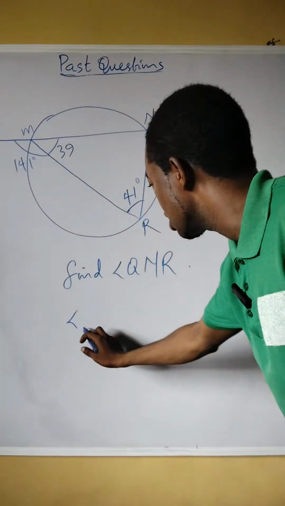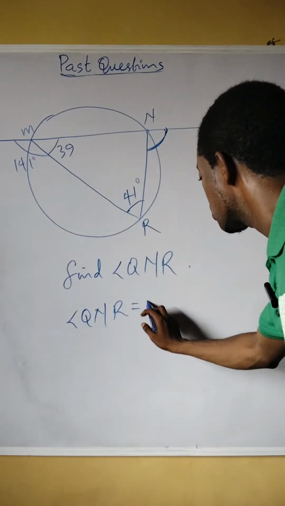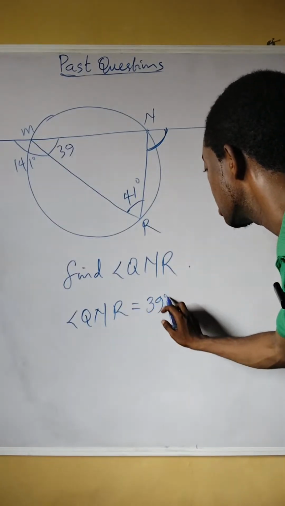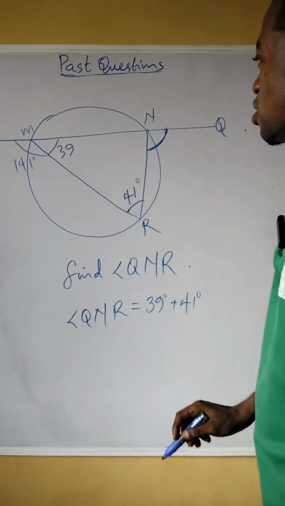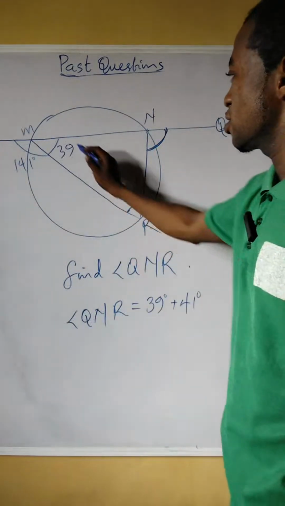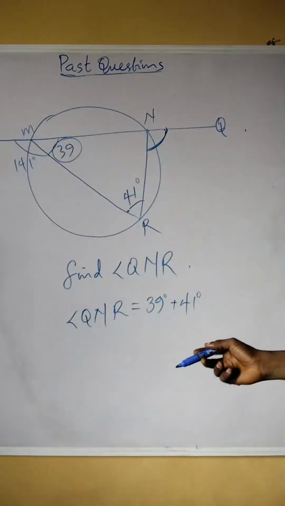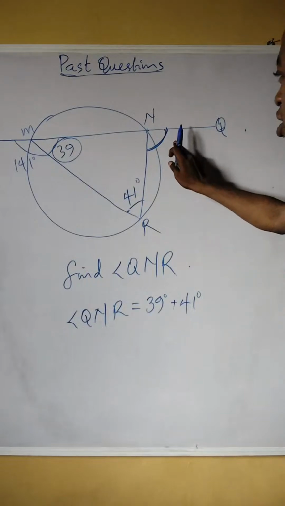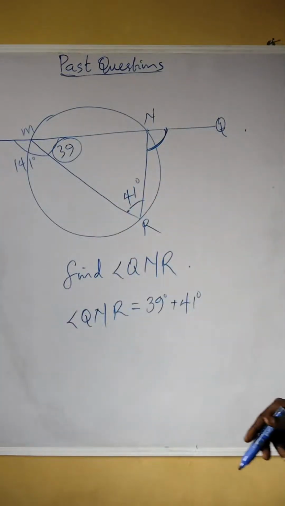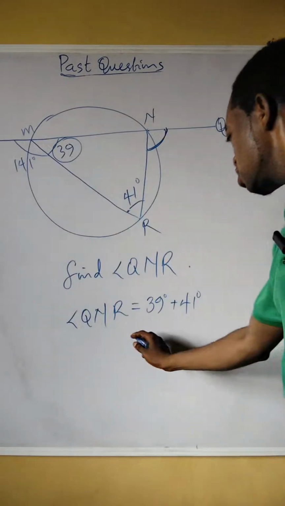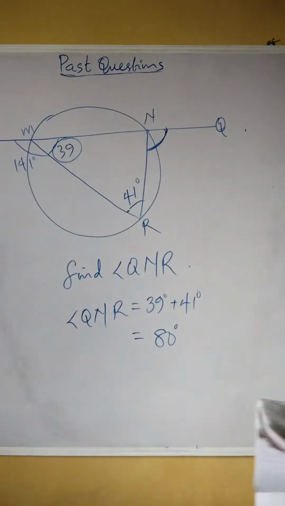So we can now say that angle QNR will be equal to 39 degrees plus 41 degrees. Once you get this, just add it. There is a reason for that: the exterior angle of a triangle equals the sum of the two opposite interior angles. And that will simply give us 80 degrees. So that is that.